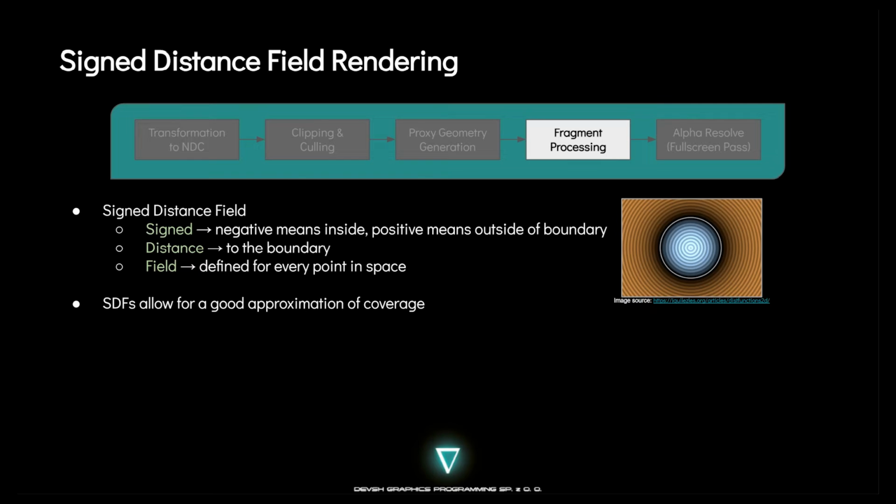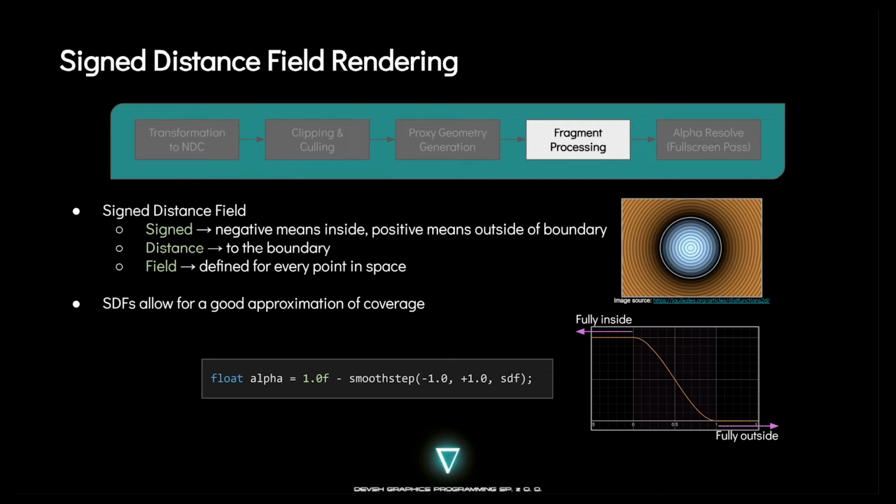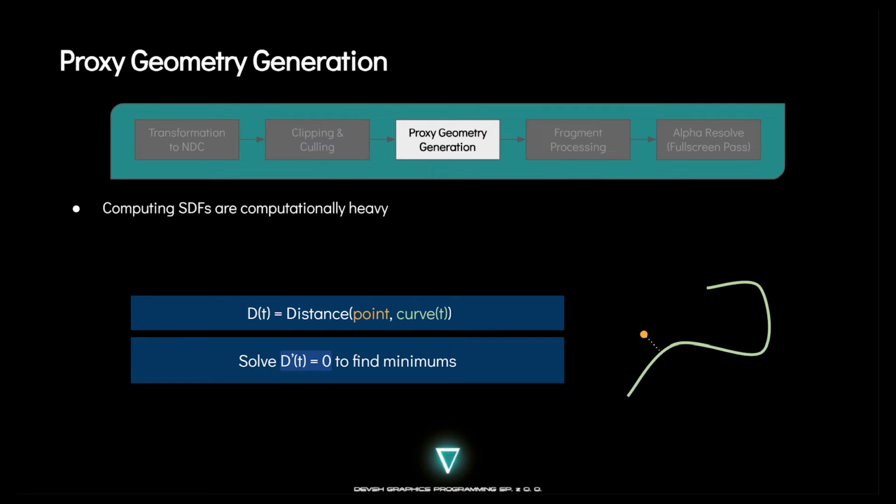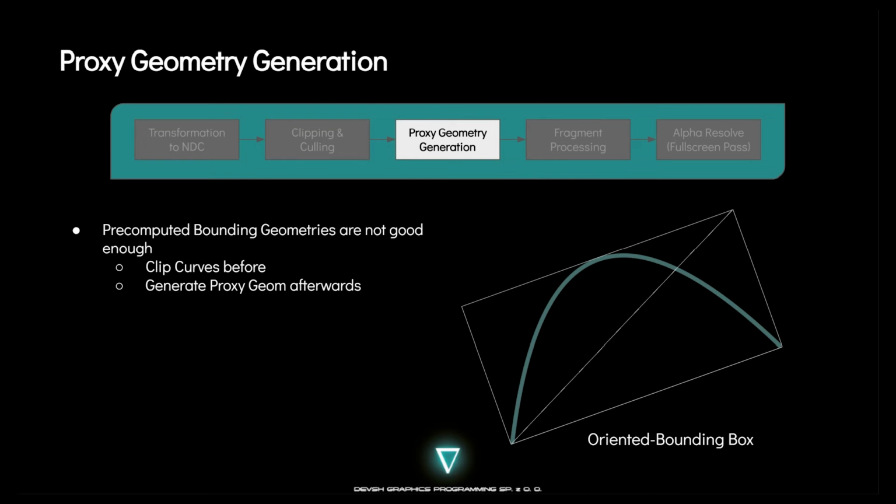And SDFs allow for a good approximation of coverage. We reduce pixel coverage from the SDF value using smoothstep because it has nice properties. But computing SDFs is expensive, as it requires finding the local minimum of the function that tells you the distance to the curve from the query point. And basic calculus tells us that to find the local minimum of a function, we need to differentiate it. The more complex the curve, the more complex the root finding on function d prime. That's why we want to tightly bound the curve to reduce the number of fragment shader invocations that do not contribute to anything and redundantly perform this SDF computation.